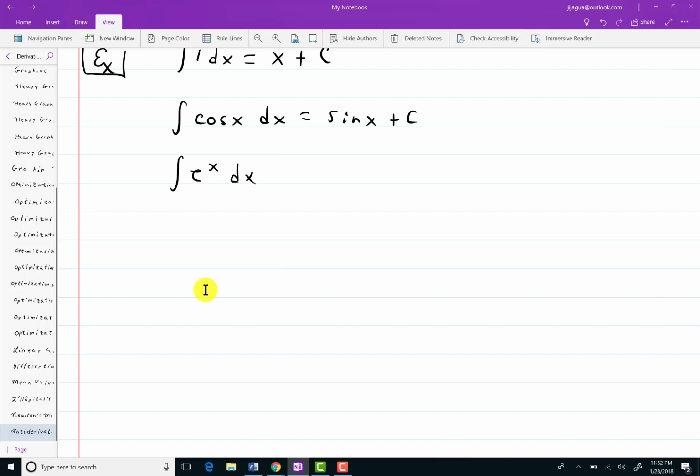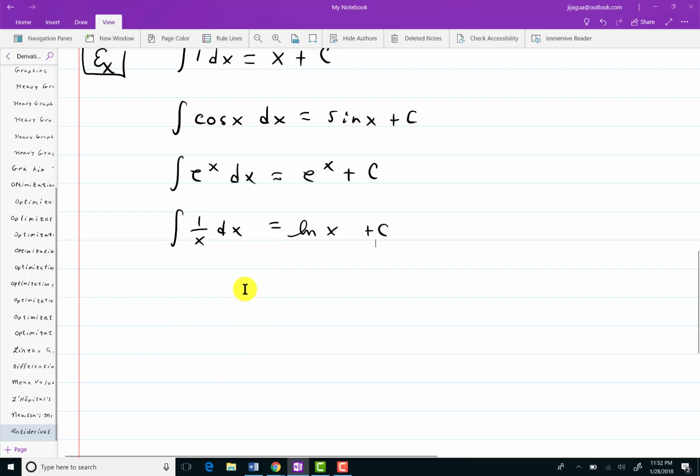The integral of e to the x, that equals, well, the derivative of e to the x is e to the x, so the integral of e to the x is e to the x plus c. The integral of 1 over x dx equals the natural log of x plus c.